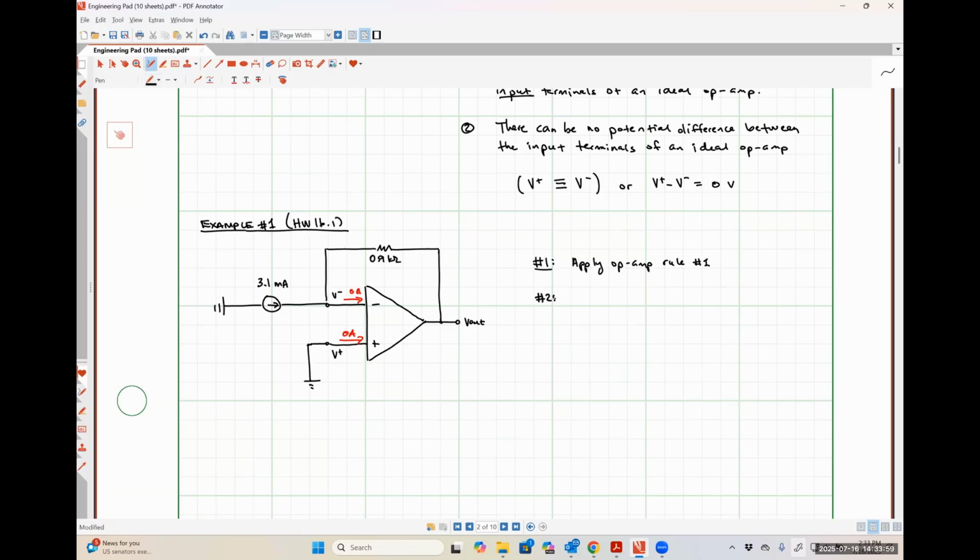Step number 2, I'm going to find V plus. So this is just the voltage measured with respect to ground at my non-inverting input terminal. So I would like for one of you guys to look at this schematic diagram and take a stab at telling me what V plus should be for this circuit.